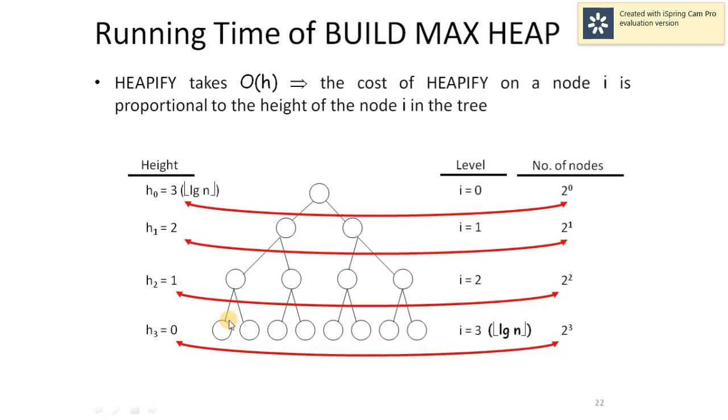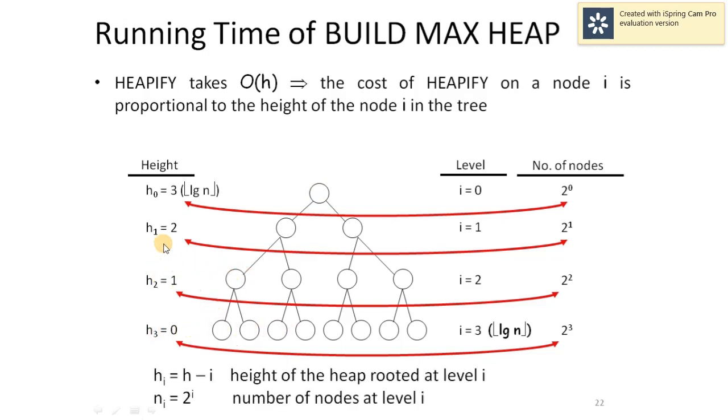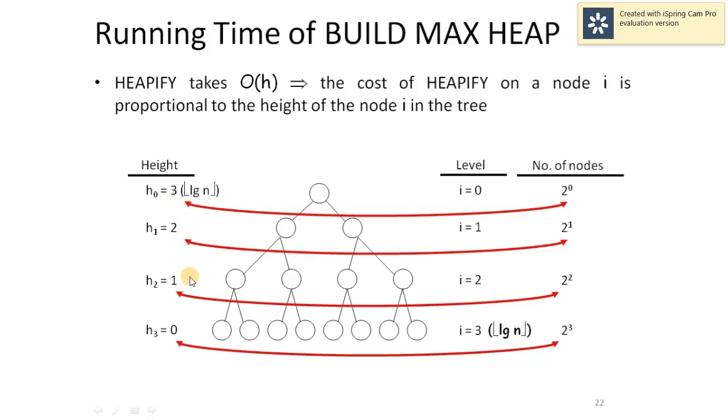So the height of a leaf node is always 0. Then height keeps on increasing as we move towards the root. So height here is equal to 0. Next level it comes out to be 1, then 2, then 3 and so on. So we wish to correlate the height with the level first, because in order to derive the running time of build max heap, I have to multiply the number of nodes which are present at a particular level with the height of that particular level.